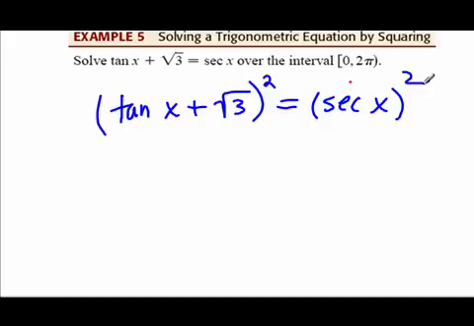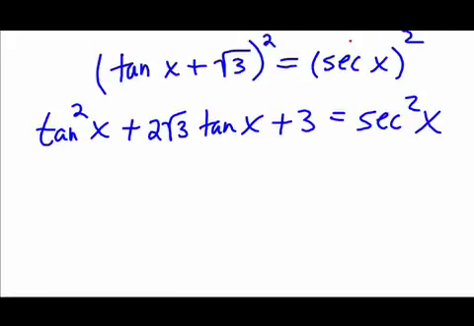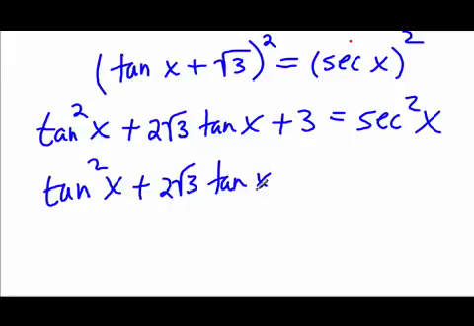So squaring the left-hand side would give us tan squared x, square the first term, multiply the 2 together and double it. That would give us positive 2 root 3 tan x. Square the positive root 3 gives us positive 3. And on the right-hand side, we would get secant squared x. Now, use your identity. When you square a binomial, you square the first term, you square this term, you multiply the 2 together and double it. You end up with a positive root 3 tan x, another positive root 3 tan x. Secant squared is the same thing as what?